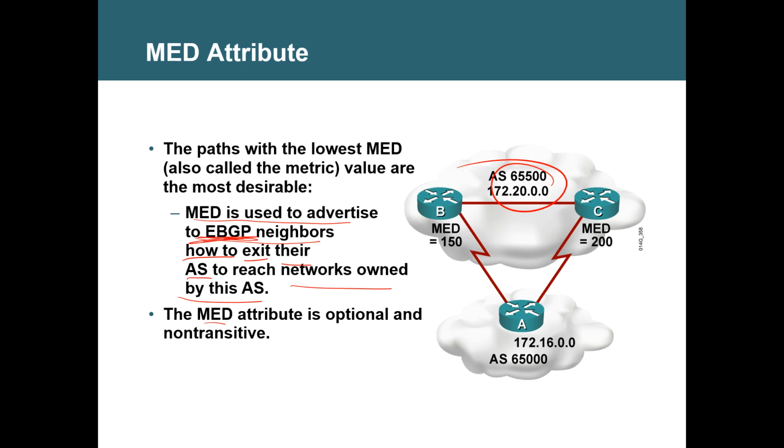So B and C advertise to an eBGP neighbor, which is router A here. On receiving this update with different MED, A decides to choose the path via the neighbor that gave the smallest, lowest MED value. Lowest MED values are most desirable. The path with the lowest MED value is the most desirable.